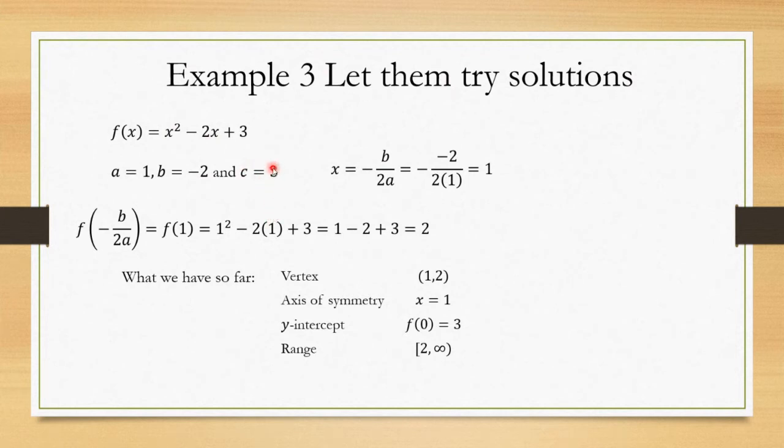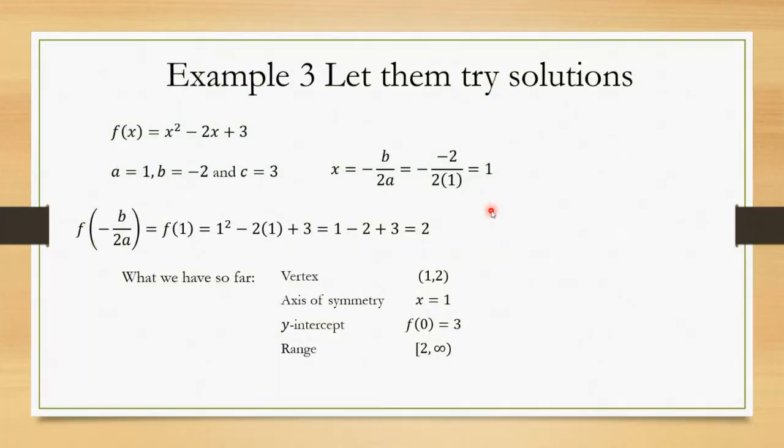So now that we have our a, b, and c, let's get the vertex. Notice since a is positive, right away we know the graph is going to open upward. To get the vertex, we have x equals -b over 2a, right? Which in this case is -2 over 2 times 1, which of course is just 1. So the vertex has x coordinate 1.